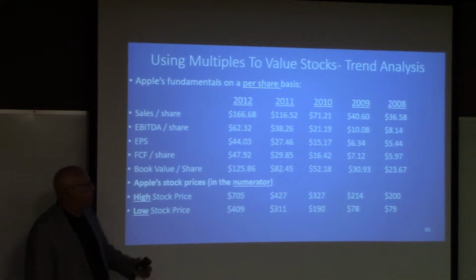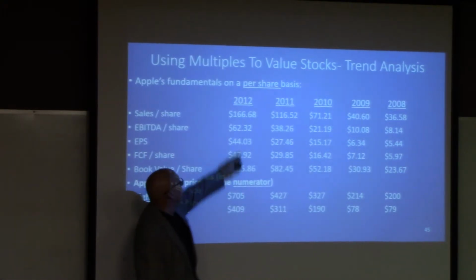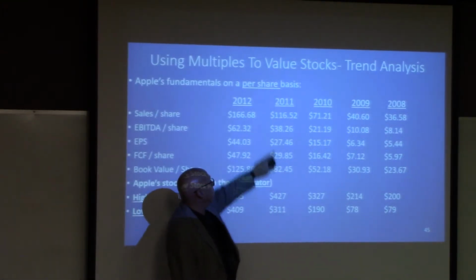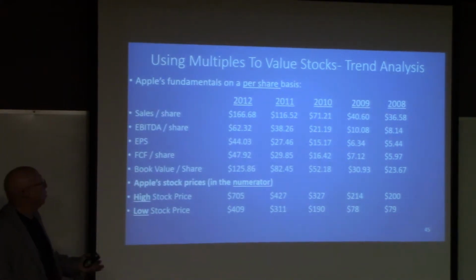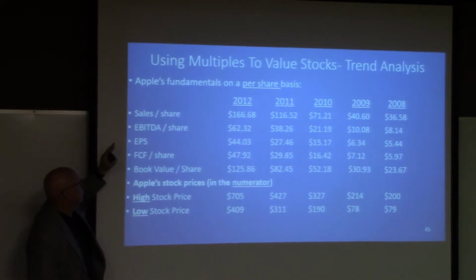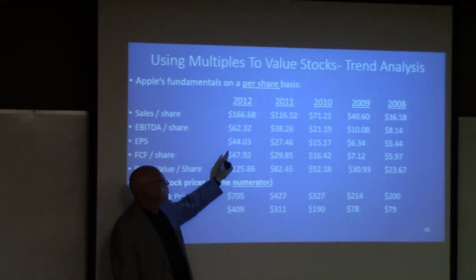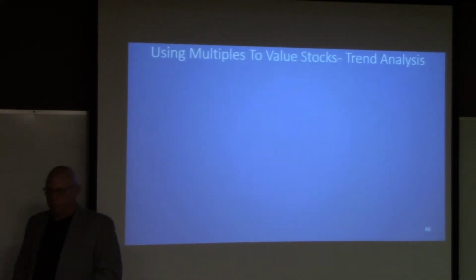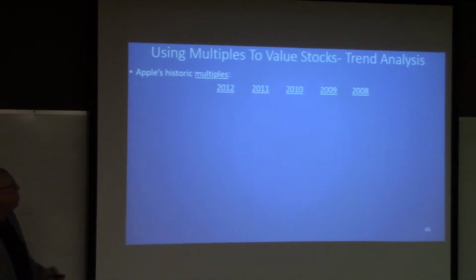and find the low multiples. So we're going to find the high multiples and the low multiples. We'll divide this number by each of these numbers, and this number by each of these numbers. So we'll find high multiples and low multiples. We're going to find price to sales, price to EBITDA, price to earnings per share, price to free cash flow per share, and price to book value per share for each year, the high multiple and the low multiple. All right, so here are Apple's historic multiples.